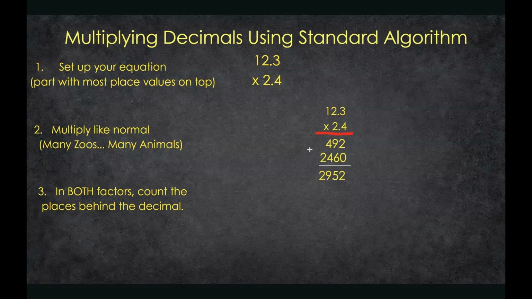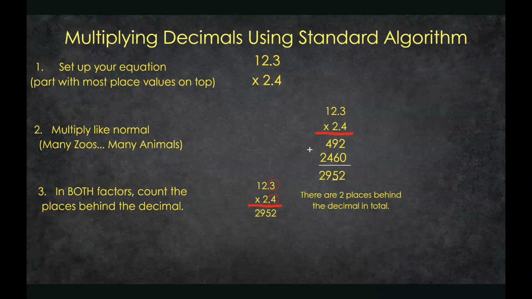So the first thing that we do is we look at both factors and we count the number of places that are behind the decimal. So in 12.3, I see that there is 1 place behind the decimal. In 2.4, there is also 1 place behind the decimal. So altogether in both factors, there are 2 places that are behind the decimal in total. Now keep that in mind. Again, 2 places behind the decimal because we need that number 2 for something.